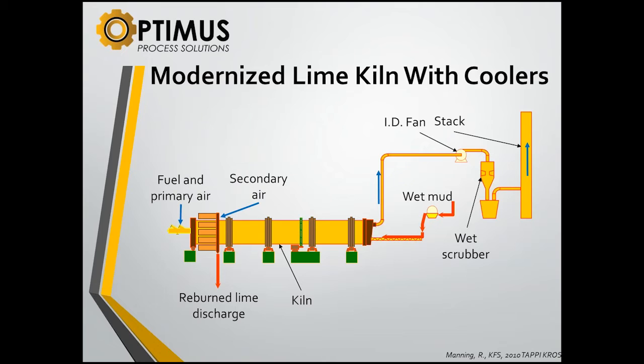This shows a schematic of a modernized kiln with coolers on it. What is shown here is typically satellite coolers. If it was a concentric shell type cooler, it would be in the same location as well.